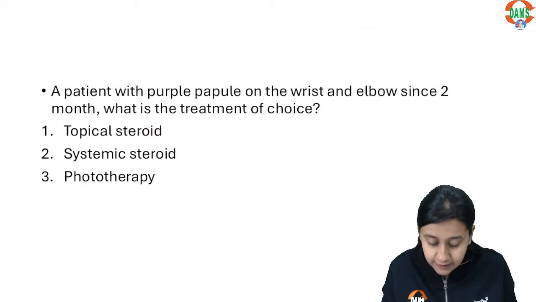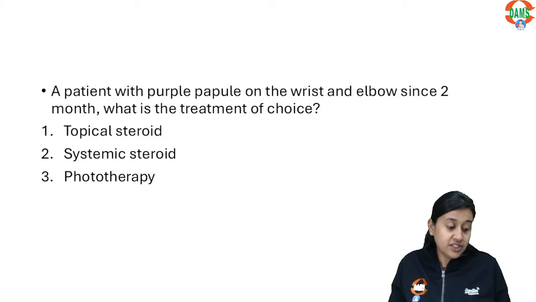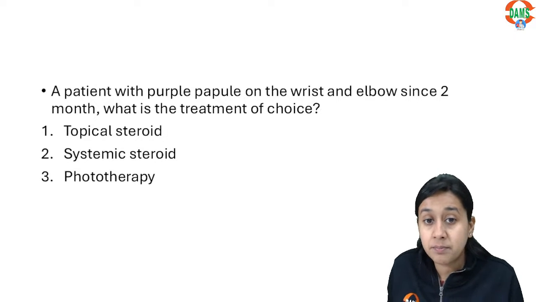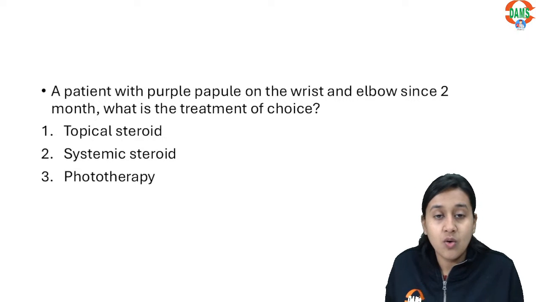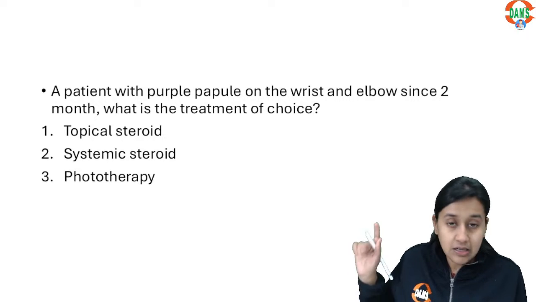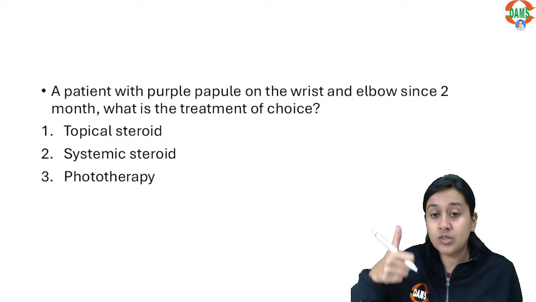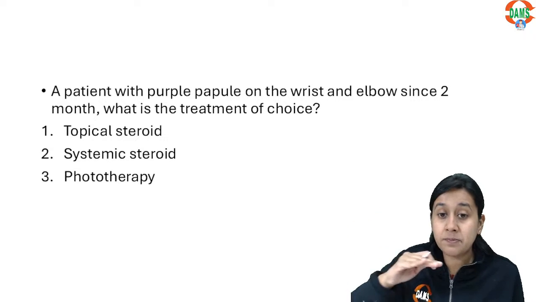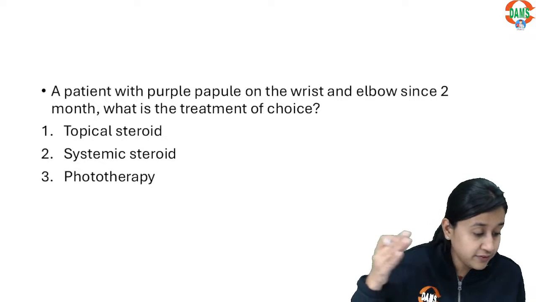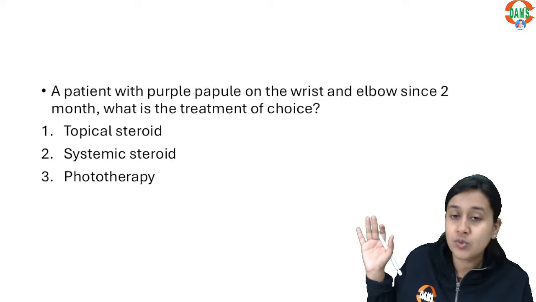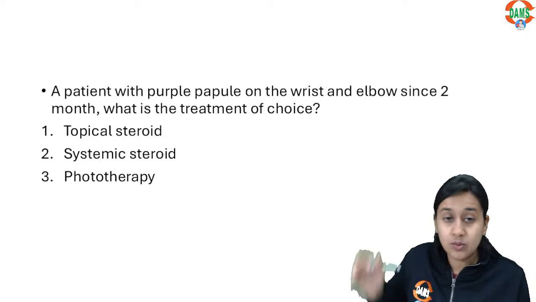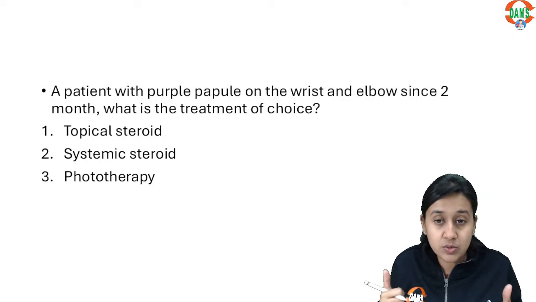Now the next question says that a patient with purple papules on the wrist and elbow since 2 months, what is the treatment of choice? Students told me that there was one more P given, and that was plain topped lesion. I'm not very sure. Can you tell me whether we had a clinical image with this question, or this is the only language given? Anybody can help me with this question?